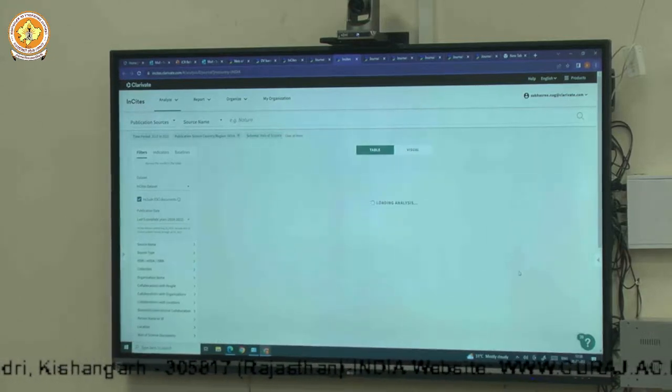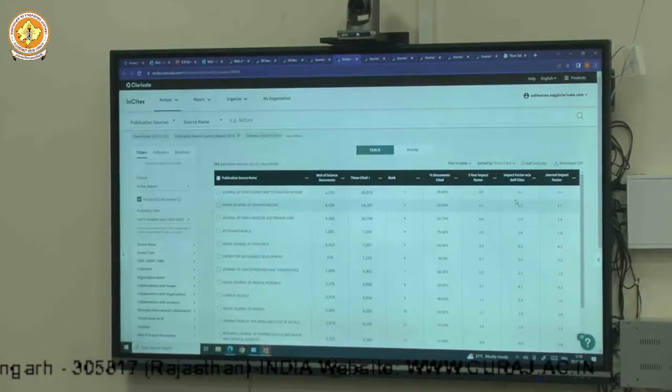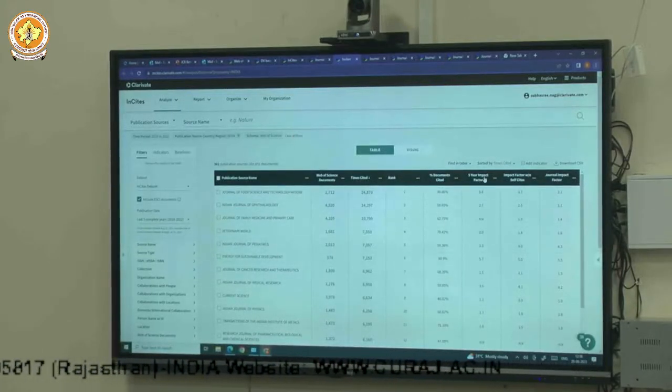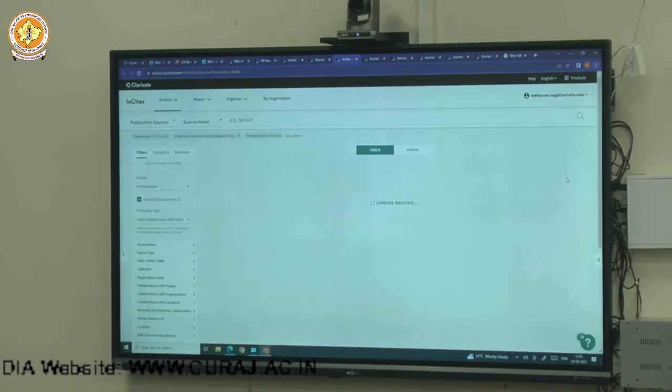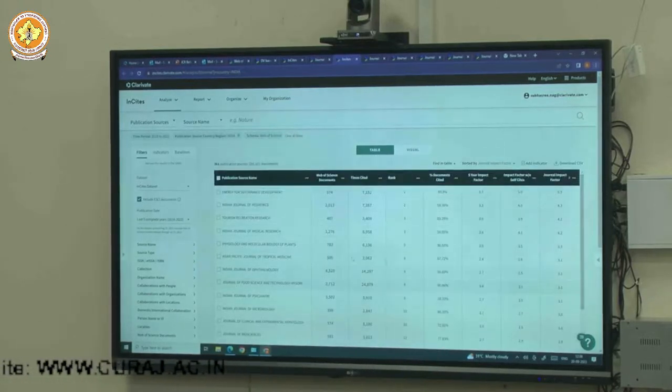Also, it gives you the impact factor without self citation over here. The top journal is Energy for Sustainable Development. When I'm looking at the impact factor with the self citation, this is 5.